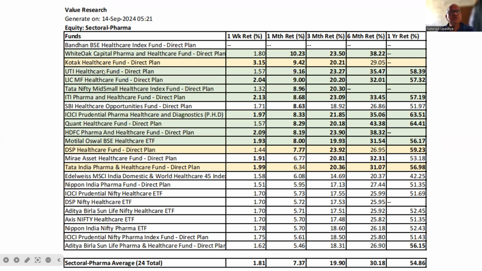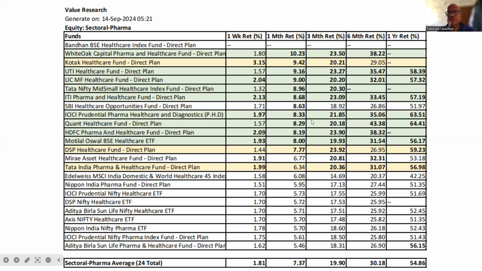6 months. UTI Healthcare Fund, 9.16 for 1 month, 58.39 for the year. LIC MF Healthcare Fund, 9% for the month, 57.32 for the year. Tata Nifty Mid Small Healthcare Index Fund, 8.96% for the month, 20.30 for 3 months. ITI Pharma and Healthcare Fund, 8.68 for the month, 57.19 for the year. ICICI Prudential Pharma Healthcare Diagnostic, rather PhD Fund, 8.33% for the month, 63.51 for the year.